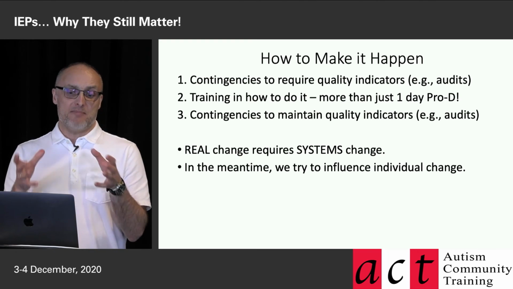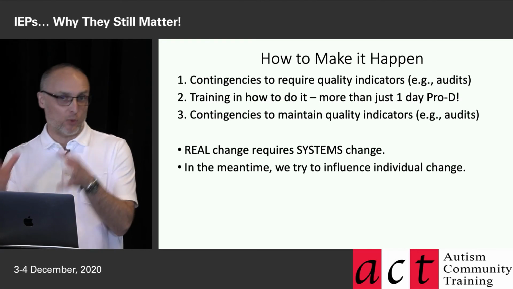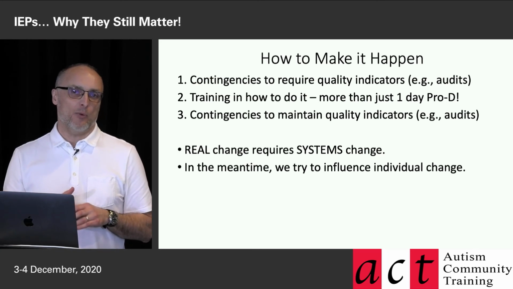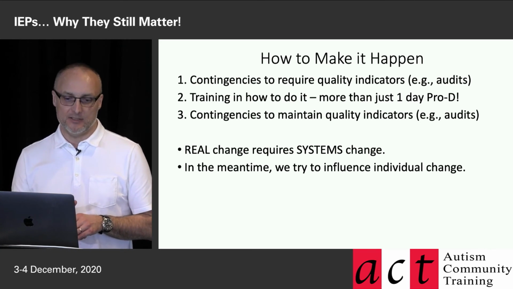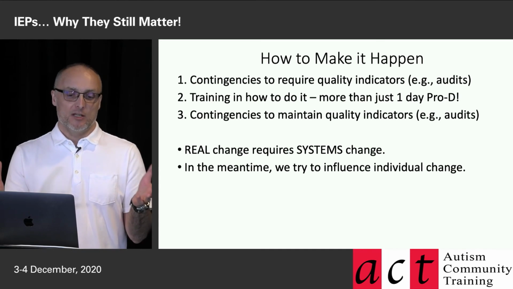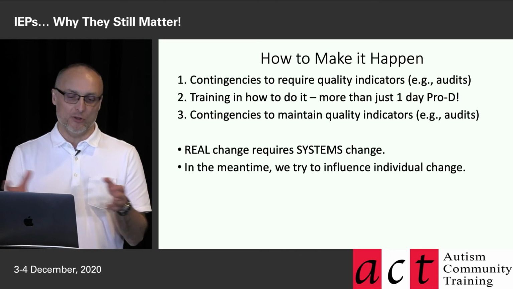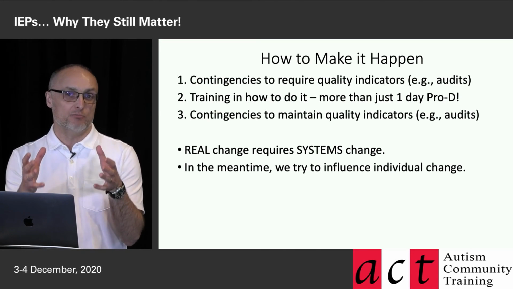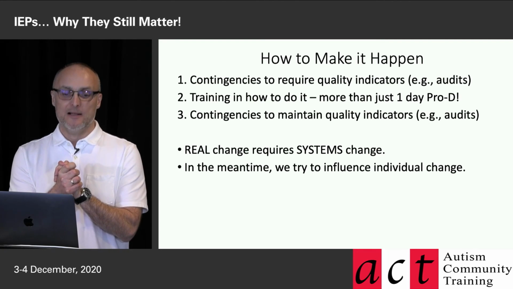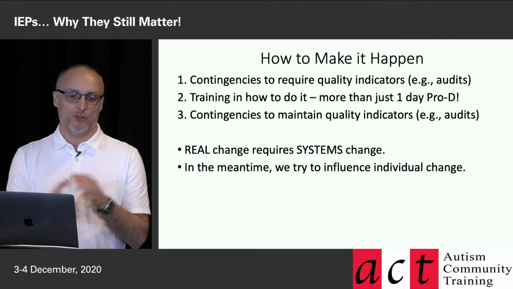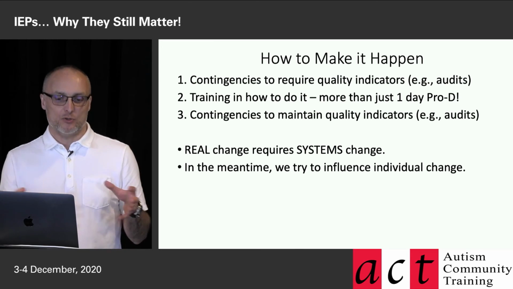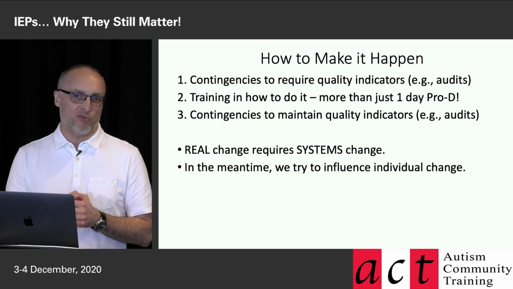And then the contingencies to maintain it, well, in the absence of audits that require people to have it, you have to make it meaningful. If you don't use the data in a meaningful way, you can't blame people for not collecting the data. Real change here requires systems level change, like at a provincial policy level. Right now, I know you guys are here because you're motivated. I'm preaching to the choir, people who want to improve IEPs. I appreciate that. So we're not going to make systems level change. You're going to make child by child IEP level change, maybe school by school change. But that's a way to move forward.